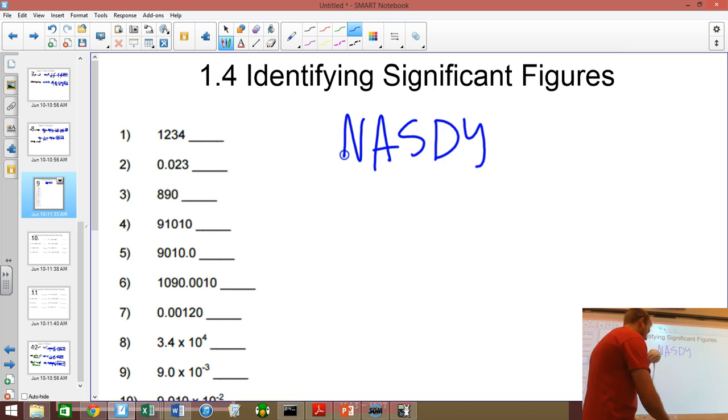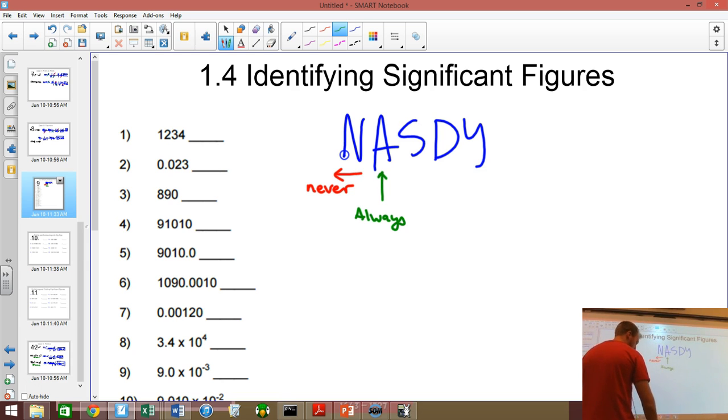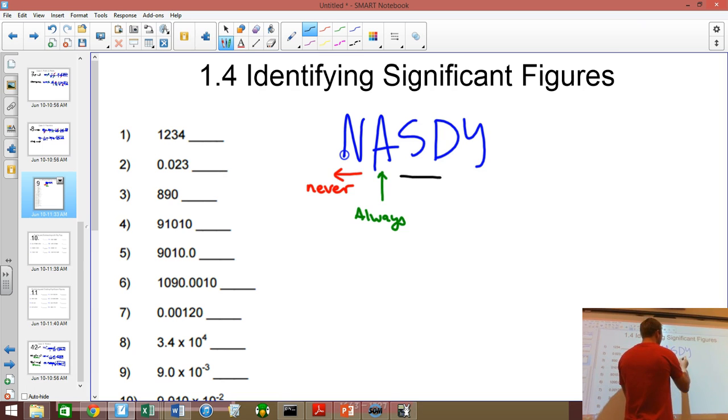First of all, zeros on the left are never significant. Zeros in the middle are always significant. And you guessed it, zeros on the right, they are sometimes. Now, I'm basically talking about zeros here.